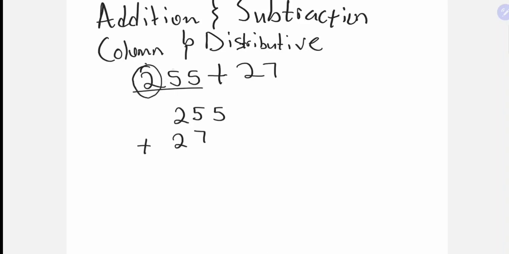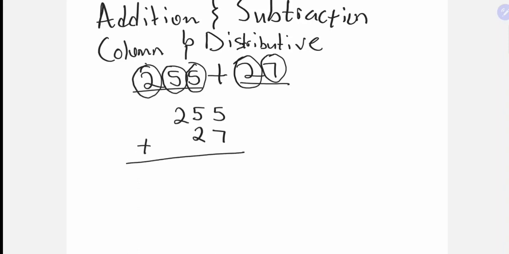200 is in the hundreds place, 50 is in the tens place, 5 is in the units place. This is 27. So 20 here is in the tens place. 7 here is in the units place. So let's fix that quickly. Now we're good to go. We can just start adding, right?